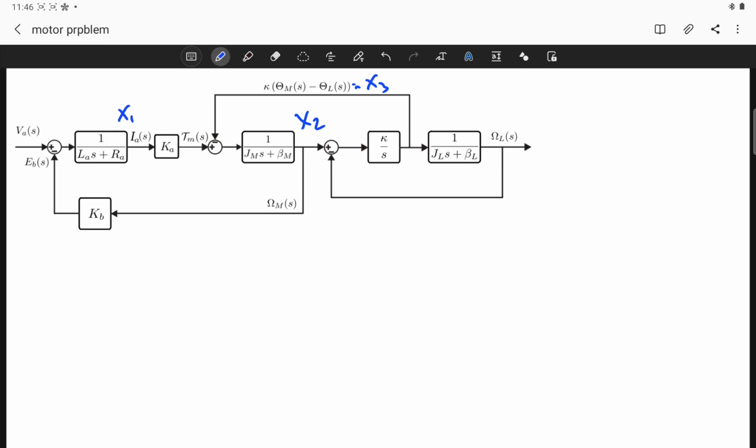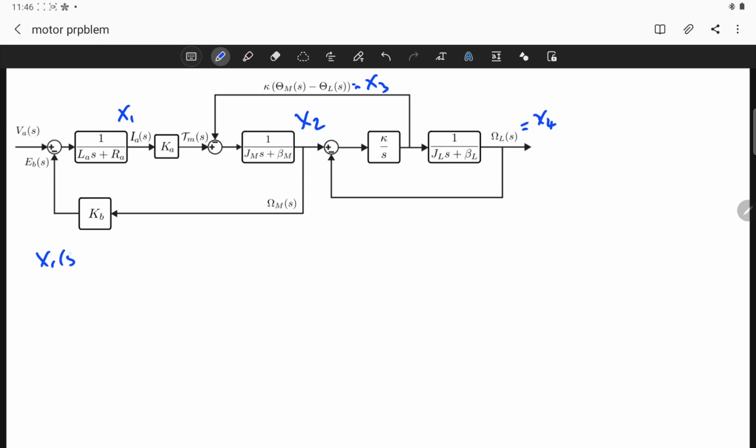And my last state is my output, which is equal to x4. As you remember, selecting your output as one of your states simplifies the output equation, which is also nice. Now, using this fact and this block diagram topology, we will try to find the state equations. So let's start with x1.